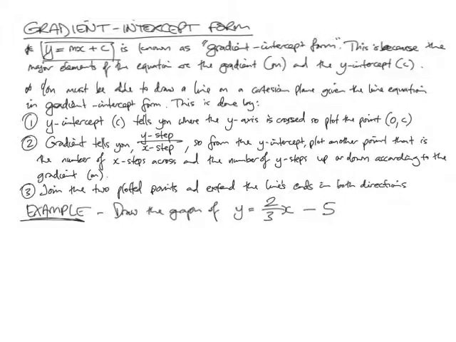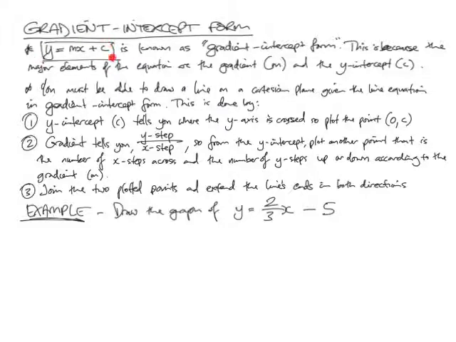This one should help you out with exercise 12D. This video is on gradient-intercept form of a line equation. So the linear functions we'll be talking about in this form, y is equal to mx plus c, is actually known as the gradient-intercept form of a line equation. That's because the major elements of the equation are the gradient, which is m, and the y-intercept, which is c.